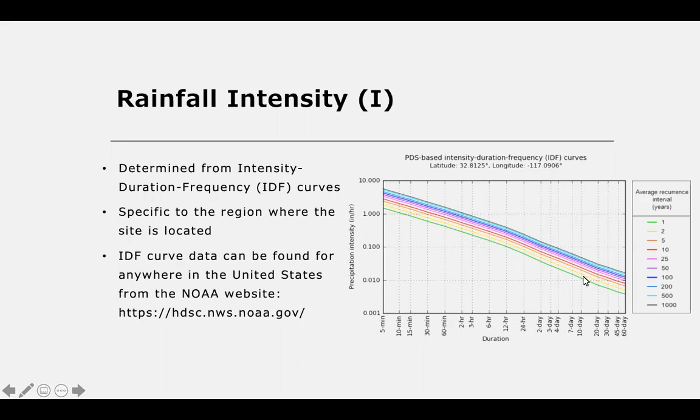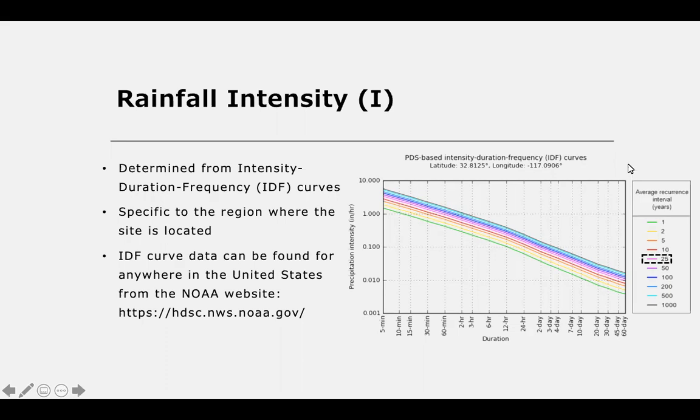We can also characterize rain events based on their recurrence interval, or average recurrence interval, which is also known as the return period. So a 1-year storm would be a storm that on average happens every 1 year. A 2-year storm would happen every 2 years. A 5-year storm is one that happens every 5 years. The 100-year storm is one that happens once in 100 years on average. These are terminologies that we use to refer to storm events and their duration and their precipitation intensity.